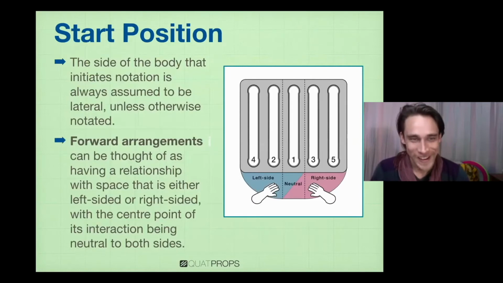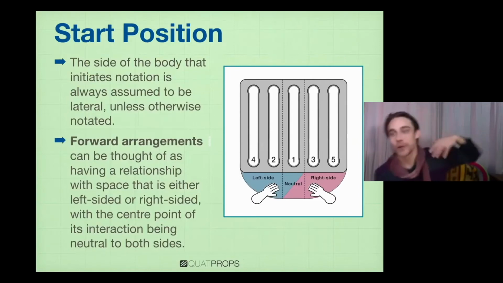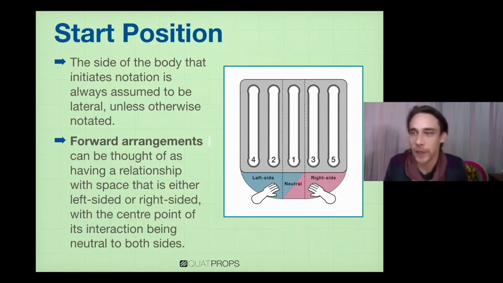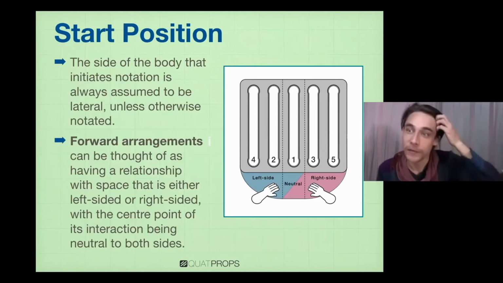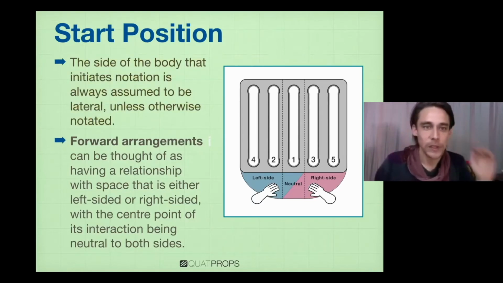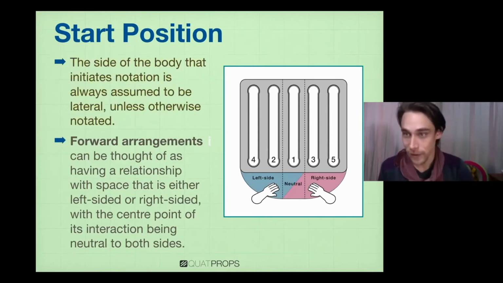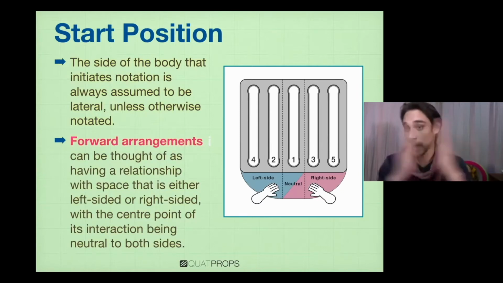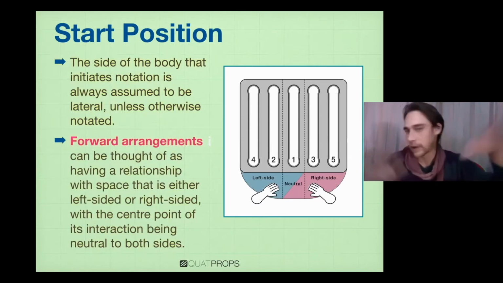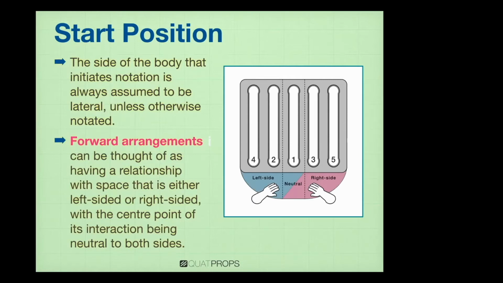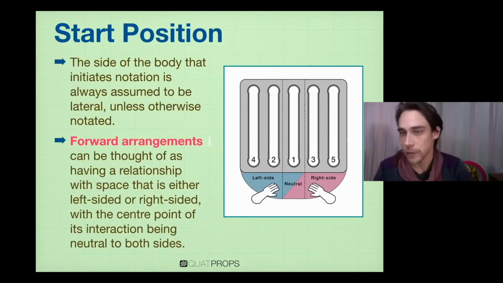So the structure, now getting back to our start position. Start position is important. If I see a notation, how do I know which side of my body I should start with? For this, we have a default. We have lateral. We always assume that the start position is lateral. So the side of the body that initiates a notation, the side that I should start with, is the side that's closest to the event. So for forward arrangements, we can divide our space very literally between left-sided and right-sided and neutral. So if a pattern begins with the number 4 or 2, I'm going to start with my left hand. If it begins with 3 or 5, I'll start with my right hand. And we never start a pattern with a 1 because it doesn't let us know which side the person's going to start on.